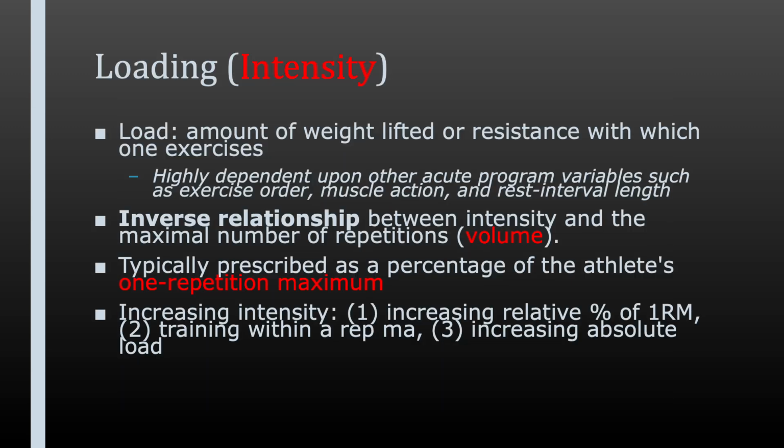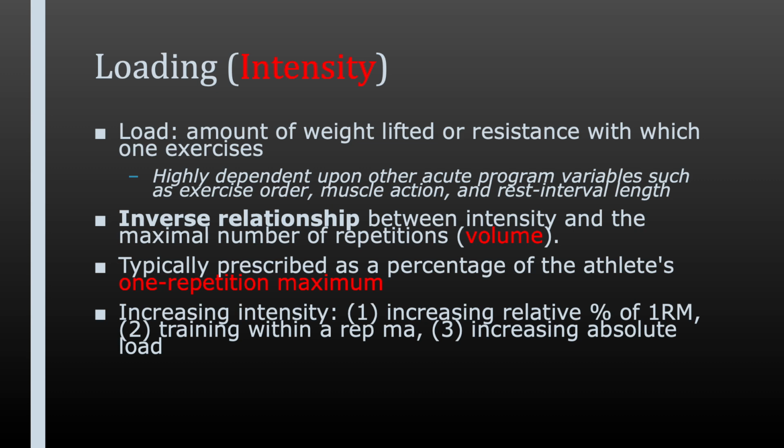Intensity. This is your king of all variables. If you screw up the remainder of your critical variables in program design and only get this one variable right, you may still get some adaptation out of it. So intensity is simply meaning load, the amount of weight lifted or resistance with which one exercises. So it's highly dependent upon other acute program variables such as exercise order, muscle action, and rest interval length. So the inverse relationship, as volume goes up, intensity must go down, and vice versa.